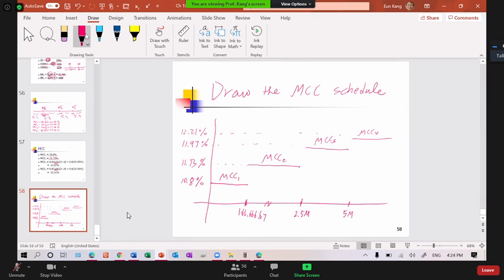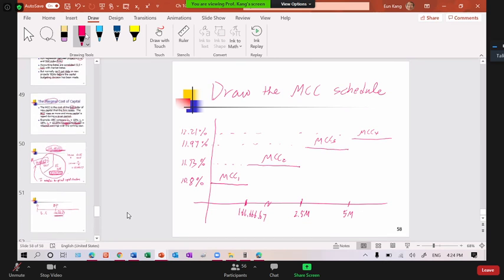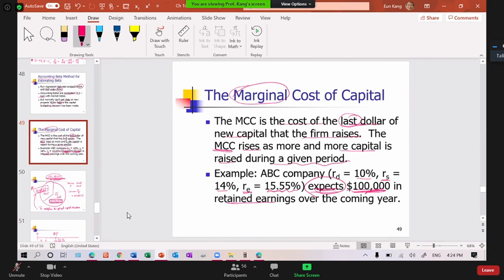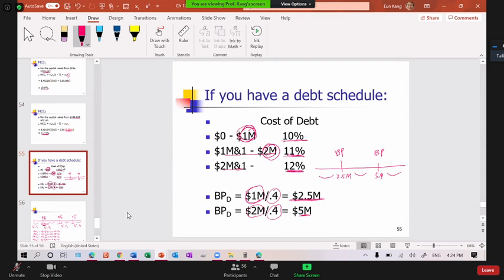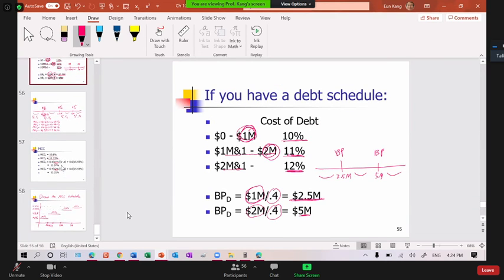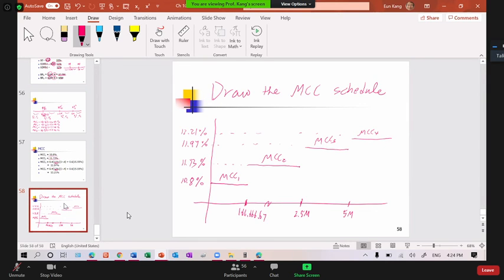So it is not difficult. If I give you a problem like this, a completed problem like this, and I give you that schedule, and then the question is to draw the MCC schedule, then you have to calculate MCC1, MCC2, MCC3, MCC4, and just draw a graph like this. So it is not difficult, right? Any questions?